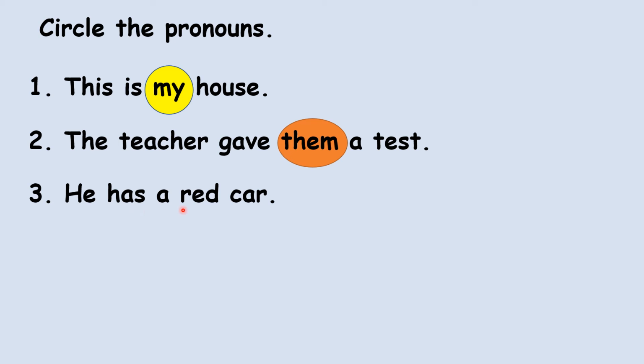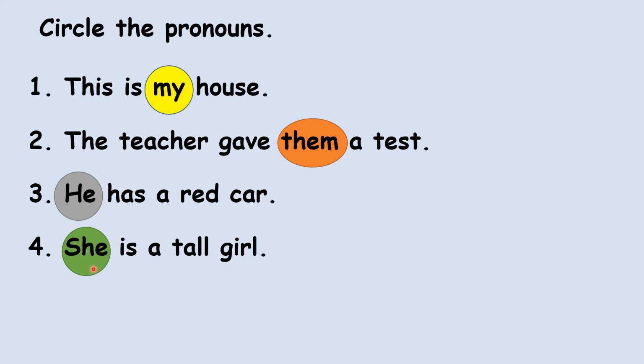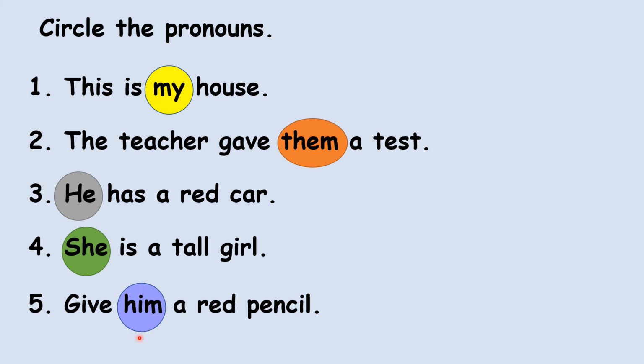He has a red car. Which is the pronoun here? He. She is a tall girl. Which is the pronoun here? She. Give him a red pencil. Which is the pronoun here? Him.